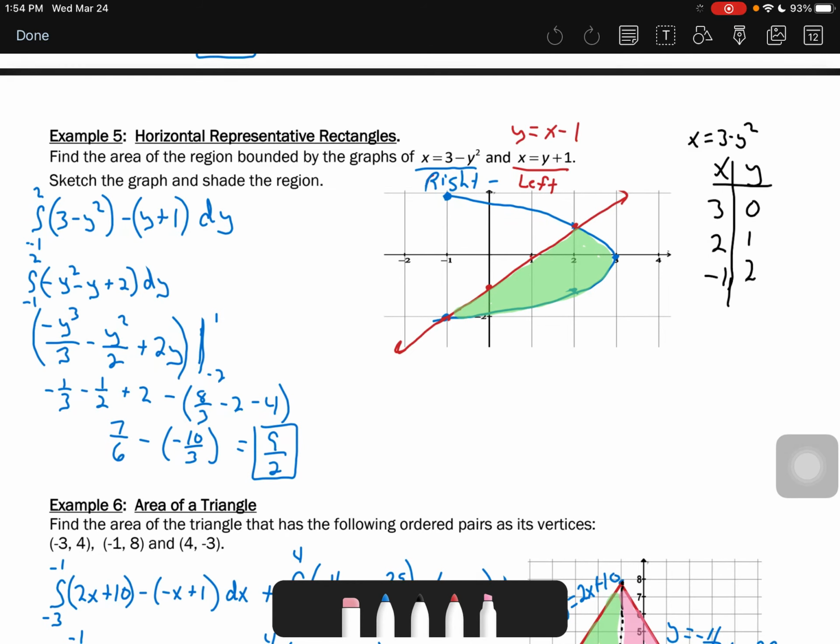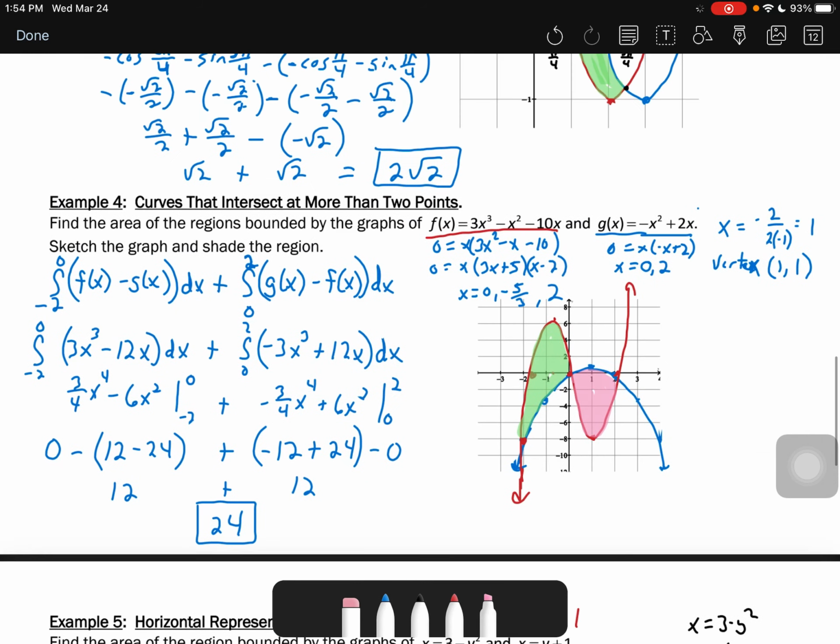Hey class, we're just finishing up our notes for section 6.1 where we were finding the area between curves, and we left off having just finished example 4, I believe, where we were finding the area between these two curves, a cubic and a quadratic. We had to write two different integrals because they changed positions. First it was the cubic on top, and then it was the parabola, the quadratic, that was on top. So we had to write two different ones, and then total the areas of each.